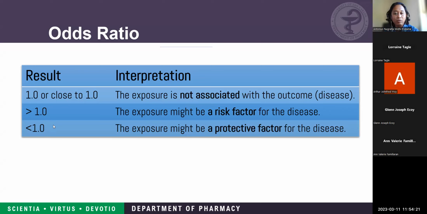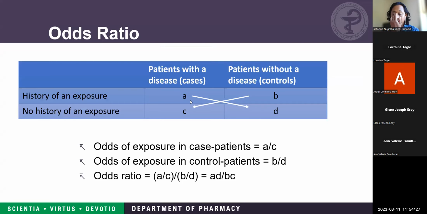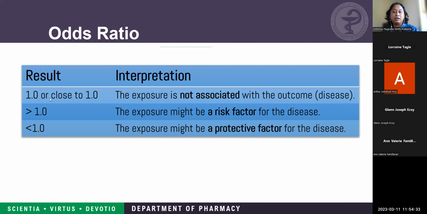If it's less than 1, then the exposure may be a protective factor to avoid developing a certain disease. It's easy, right? With 1 or close to 1, for example 0.9, the exposure is less likely to be associated. But if more than 1, the exposure may be a risk factor, while less than 1 can be a protective factor.